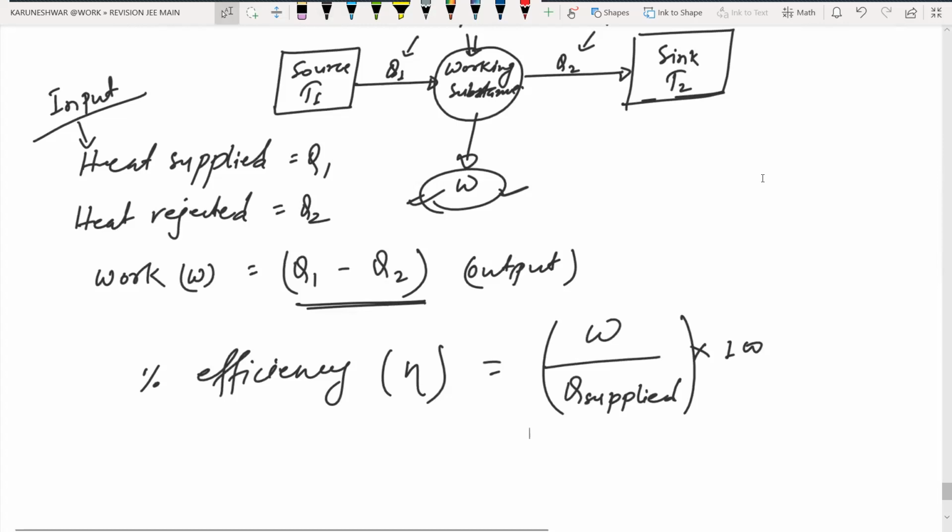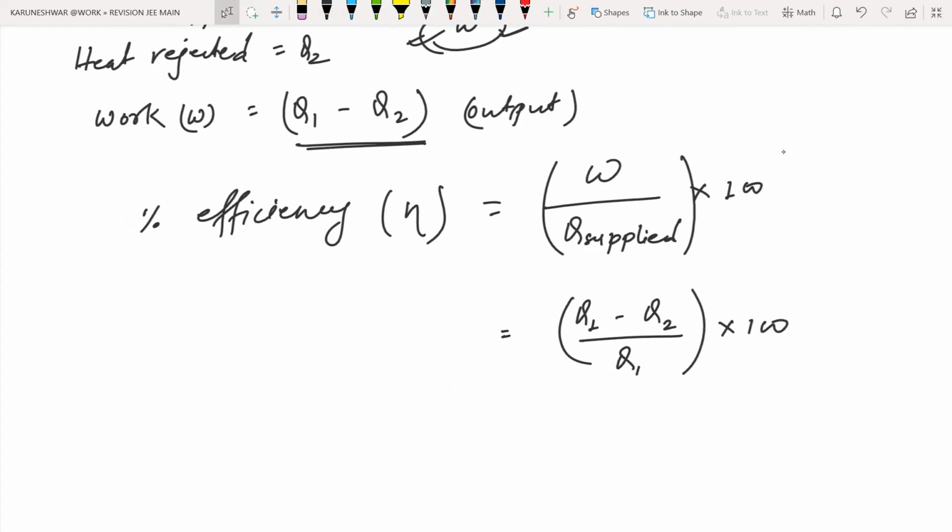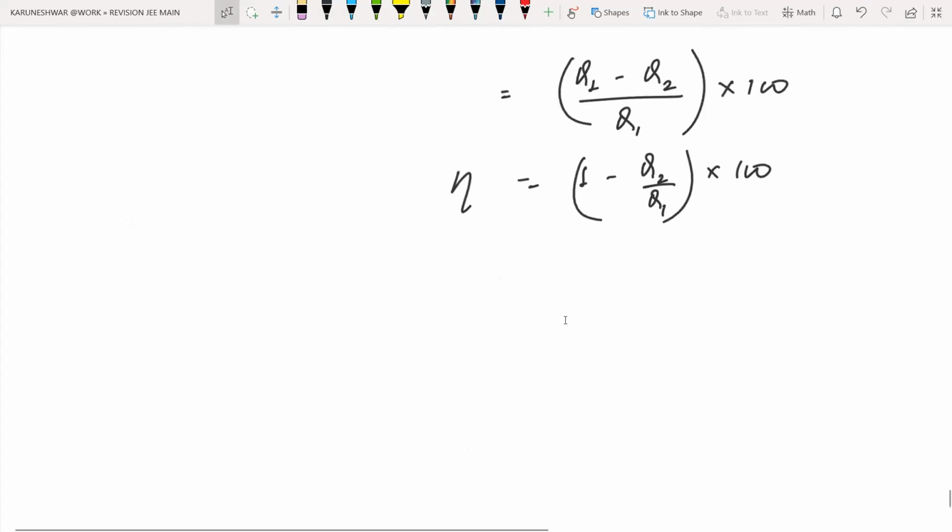What we get here as work is Q1 minus Q2. So it is Q1 minus Q2 divided by Q1, and then you multiply by 100. So this will be the efficiency. So efficiency is 1 minus Q2 by Q1, into 100. Now, Q2 is the heat going to the sink, and Q1 is the heat coming from the source. Sorry, I said temperature, but it is the heat energy of the sink. The heat rejected goes to the sink, and the heat coming from Q1 is the source heat.